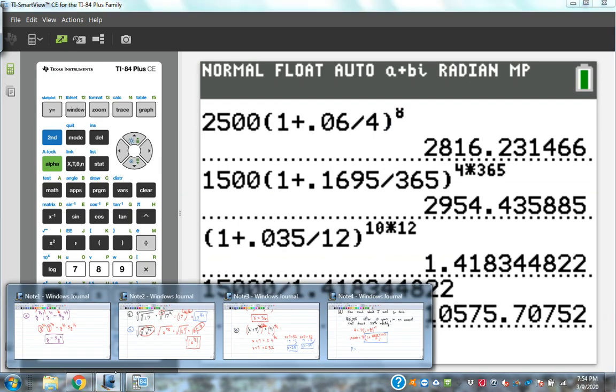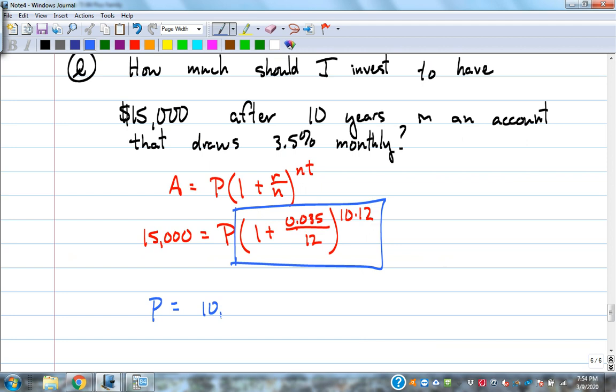$10,575.71. Notice I rounded up on the cents, because if I rounded down to 70, it would not equal 15,000 at the end. I rounded up on my decimal. Okay. So being able to solve for that is just a division problem, really easy to do.